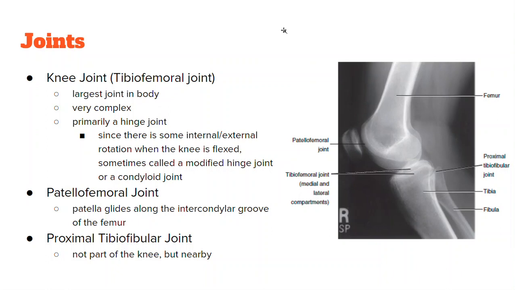There's also the patellofemoral joint right here between the patella and the femur, and it glides along the intercondylar groove of the femur. We also have the proximal tibiofibular joint, so the joint between the tibia and the fibula. It's technically not part of the knee, but it is nearby, so we'll talk about it.